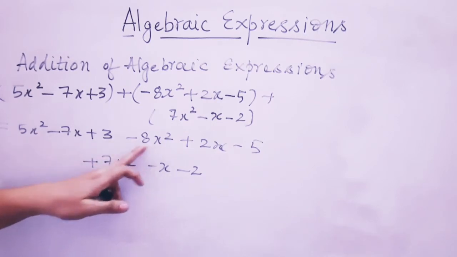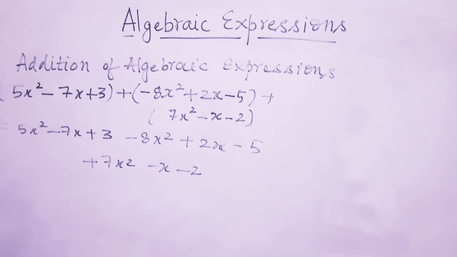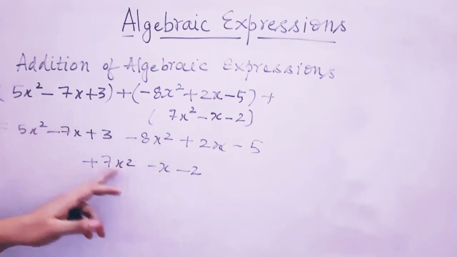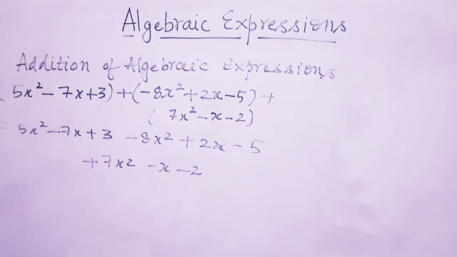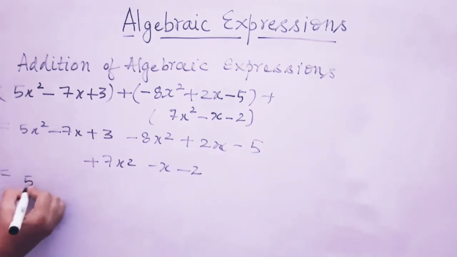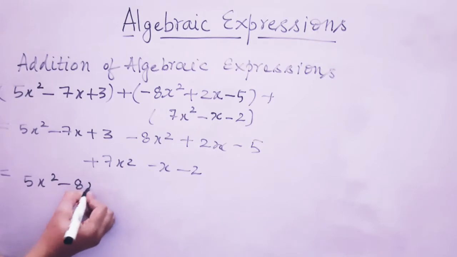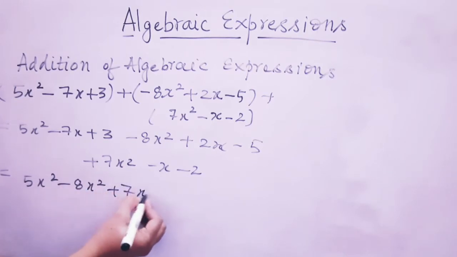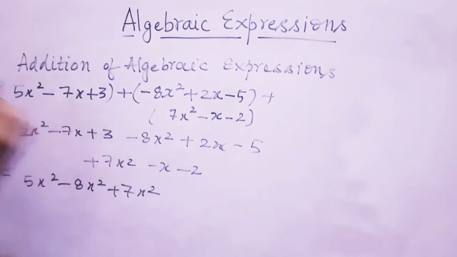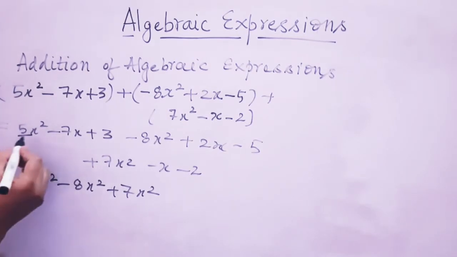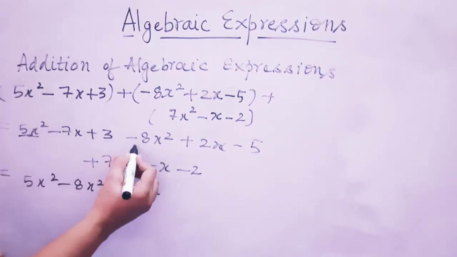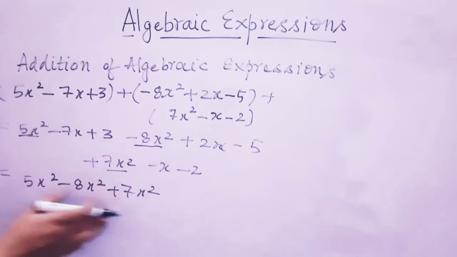This and this and this. All the three terms have the same literal factor, that is x square. So it is 5x square minus 8x square plus 7x square. See, if you want no confusion while solving the questions, what you can do is underline the terms which you are writing. So I have underlined these three.